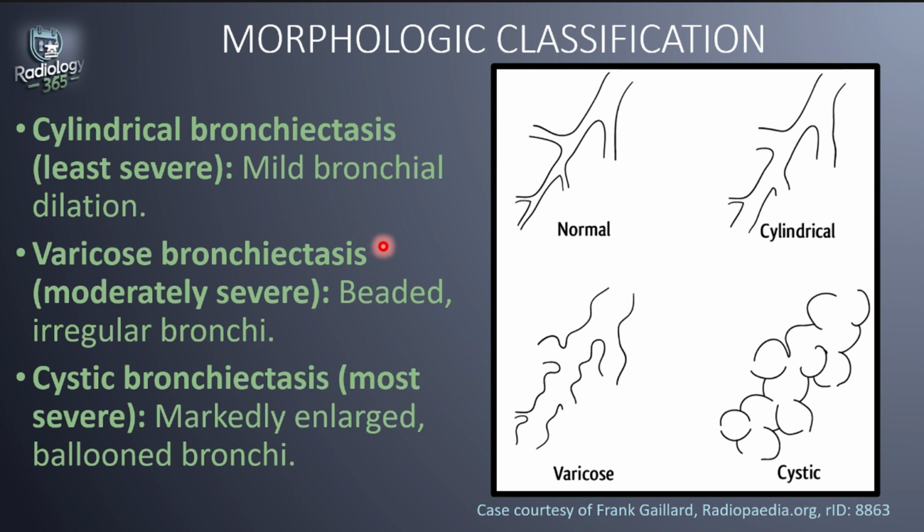So with this schematic diagram, we see the normal bronchi, and then when it's just cylindrically dilated, mildly dilated, looking like a cylinder, it's the cylindrical form. Then it starts appearing beaded in the varicose form, and then in the most severe form, it's cystic.